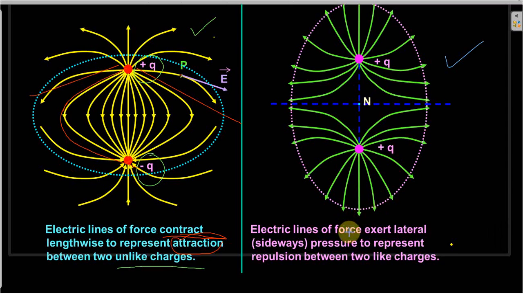And in this case there is a phrase, exert lateral pressure. Sideways lateral pressure is there. You can see if the positive Q charge is not there, this line would go like that. But here a positive Q charge is there and this positive Q charge is repelling it. So this ray feels a repulsion and it gets repelled. And we can say there is a lateral pressure exerting on these rays.